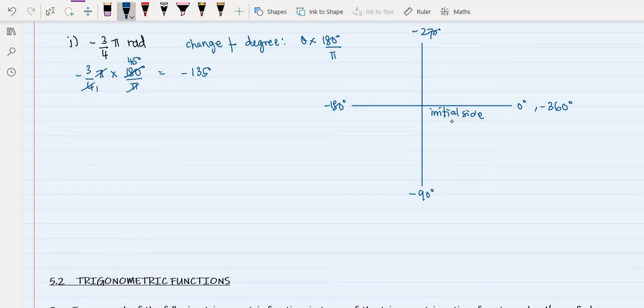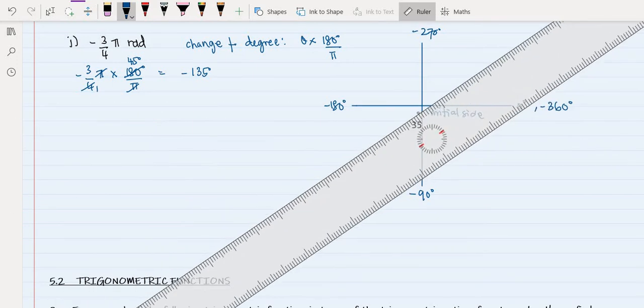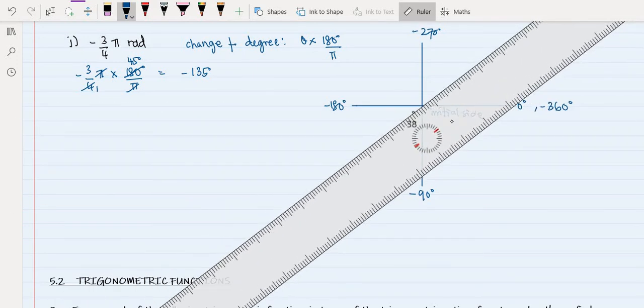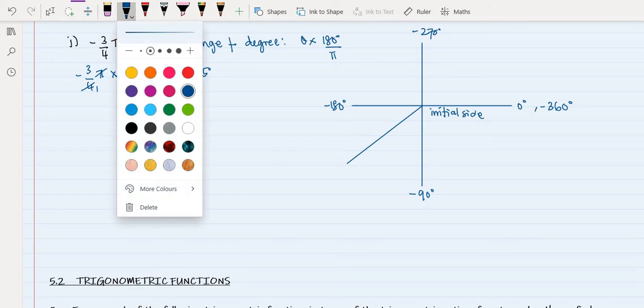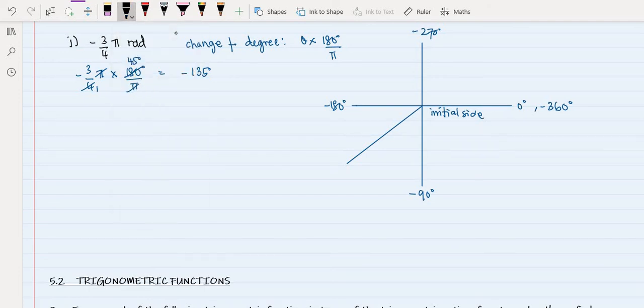My angle, which is theta, is negative 135 degrees, so that will be in the third quadrant here, and I just need to label my terminal side, and then I can label the rotation for my angle up to here. Theta is negative 135 degrees, or we can just rewrite whatever is given in the question, negative 3 over 4 pi radians.